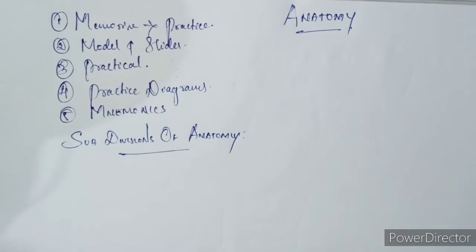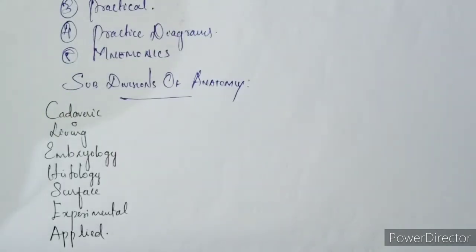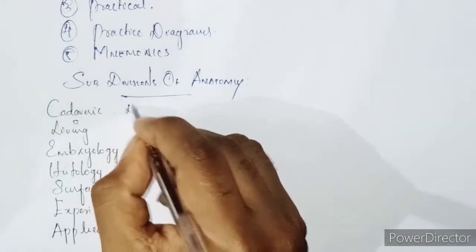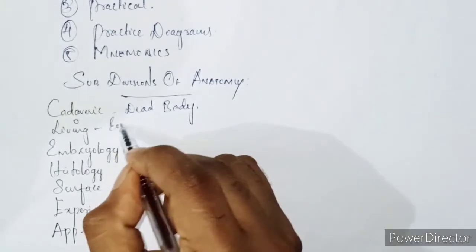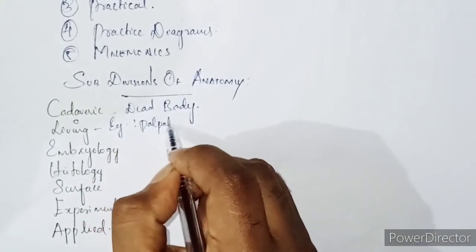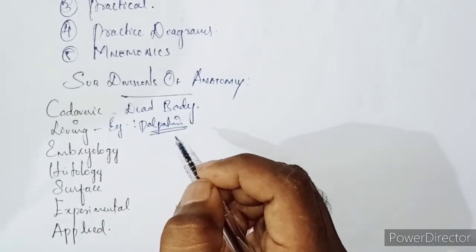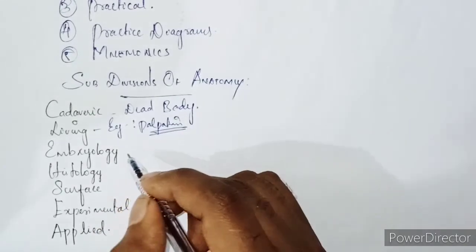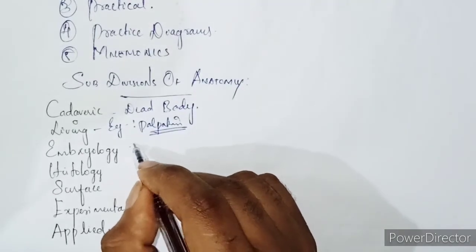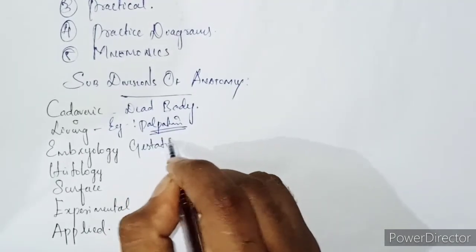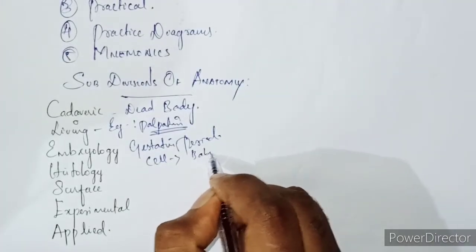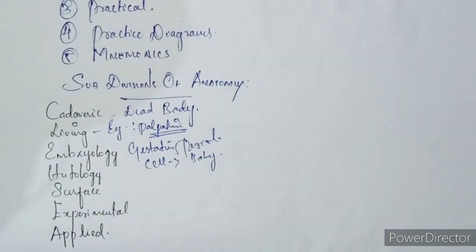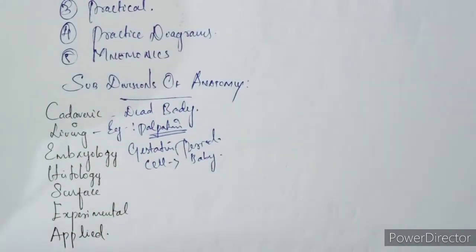We'll now see the subdivisions of anatomy. First is cadaveric anatomy, which deals with the dead body, as in Gray's anatomy. Then we have living anatomy, for example palpation. Next is embryology, also known as developmental anatomy, which covers the gestation period, the formation from a cell to a baby.